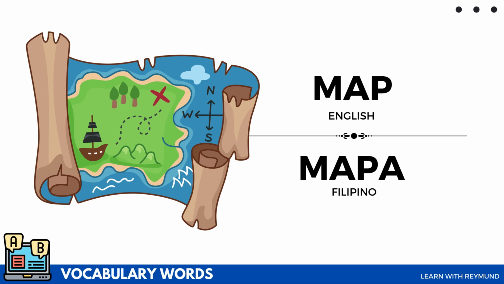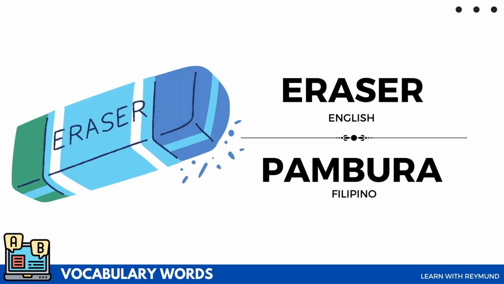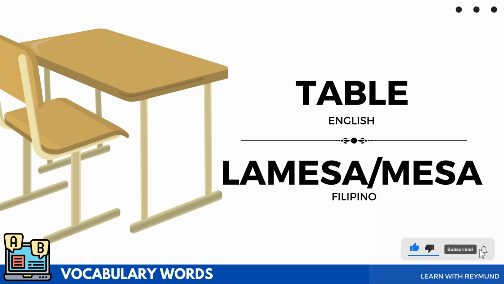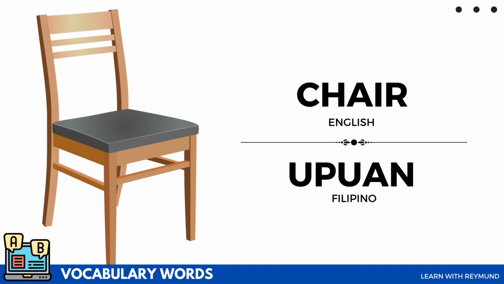Map, mapa. It's an eraser in English, while in Filipino, it's a pambura, or an eraser is also used. Eraser, pambura. In English, it's a table, while in Filipino, it can either be a lamesa or a mesa. Table, lamesa, mesa. In English, it's a chair, while in Filipino, it's an upuan or also chair.